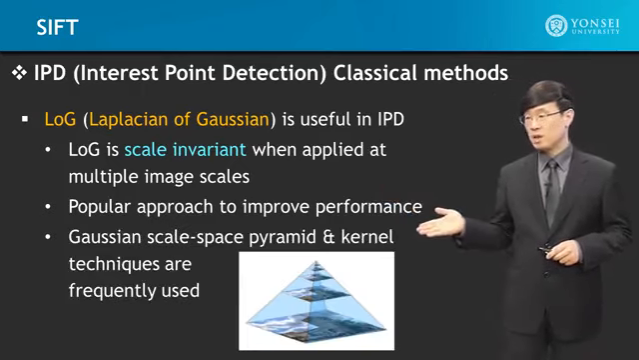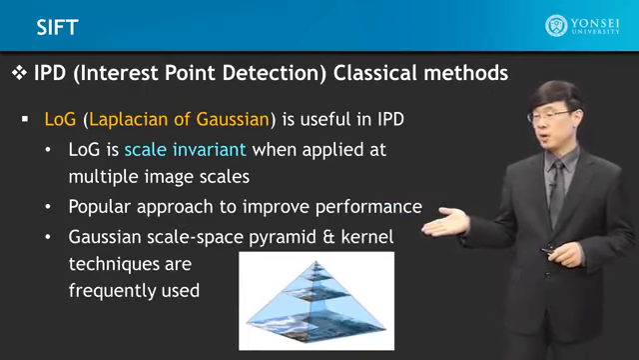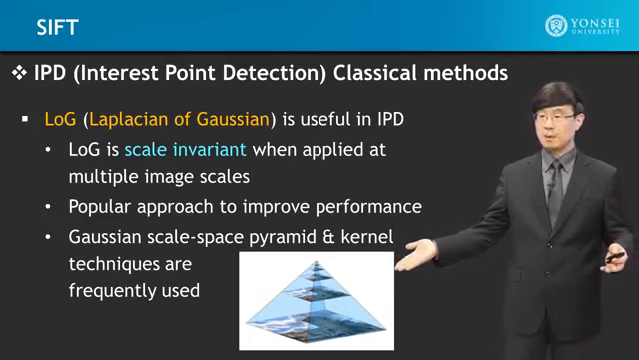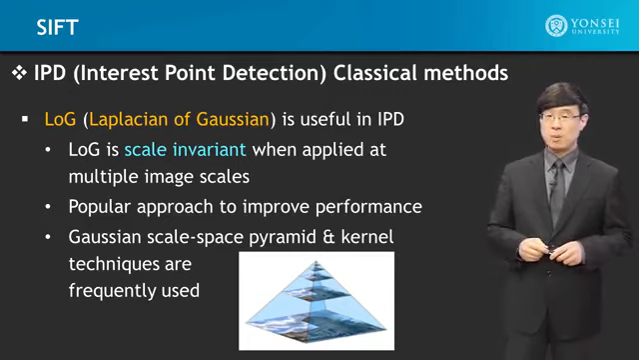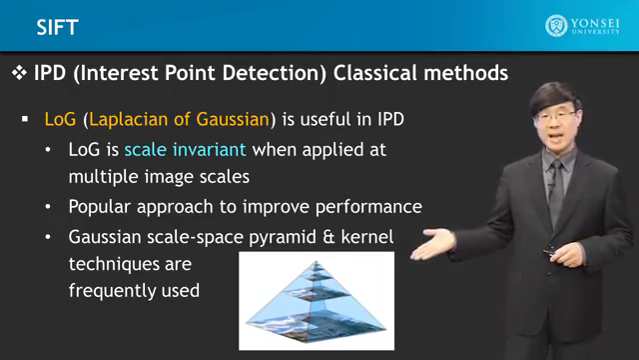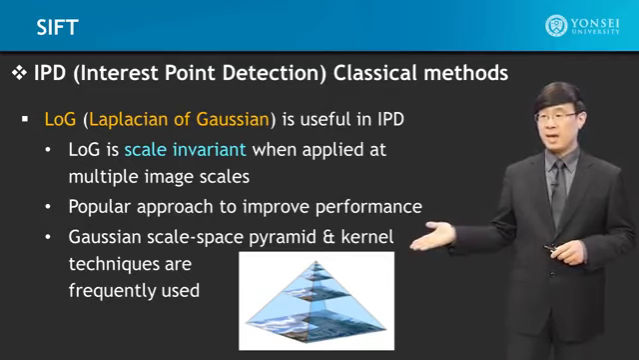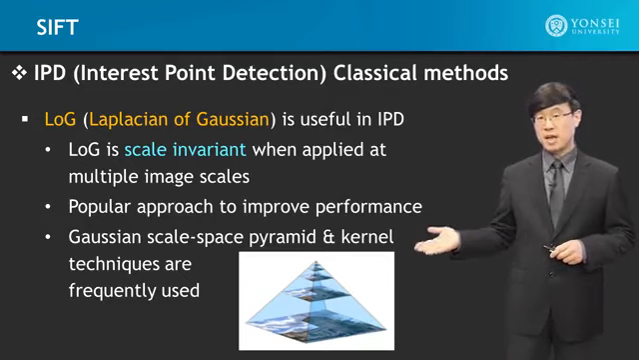The characteristics of a Gaussian scale space pyramid and kernel techniques are frequently used, and this is just a conceptual example of a pyramid of images at different levels. This is not exactly what you will see as a result. However, it gives you an idea of what you mean by a pyramid of images at different scales.